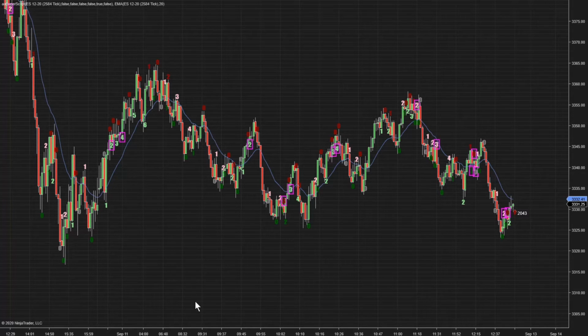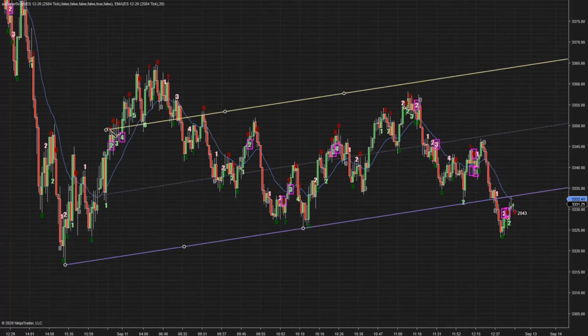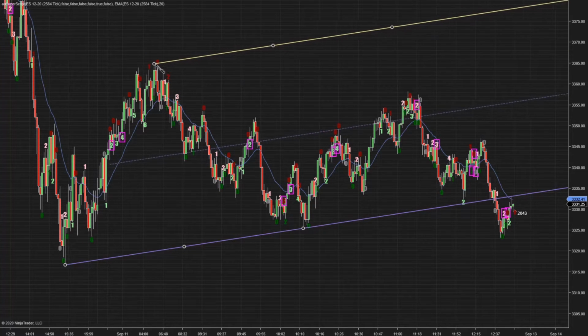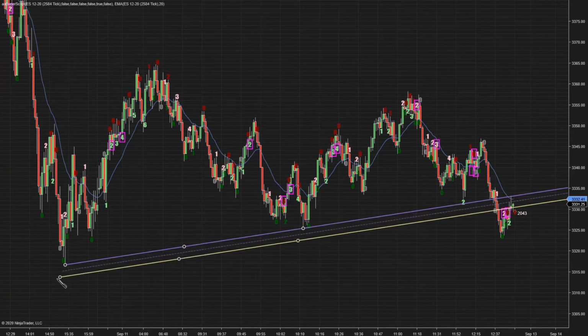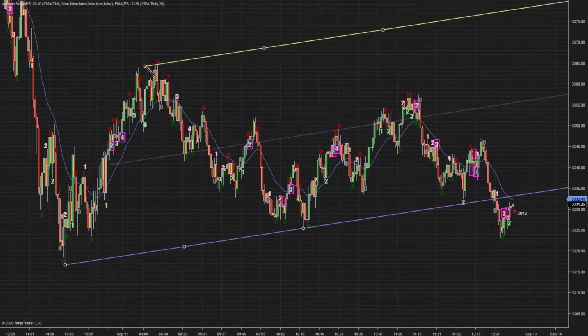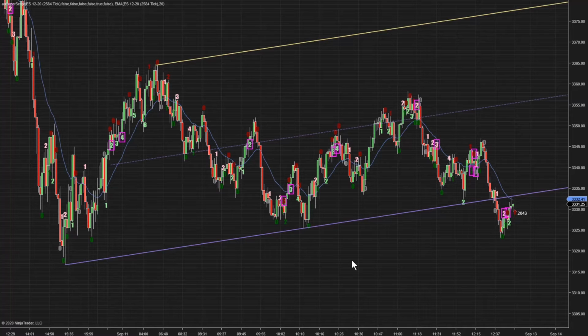First off, we'll start off with the overall context. By doing so, we'll make a channel connecting these two pivot lows, and the rule is when you make a channel, you connect two pivot lows that will have no other prices intersecting the trend line, and then you go a point above to the other side between these two points, and you'll make a trend line.